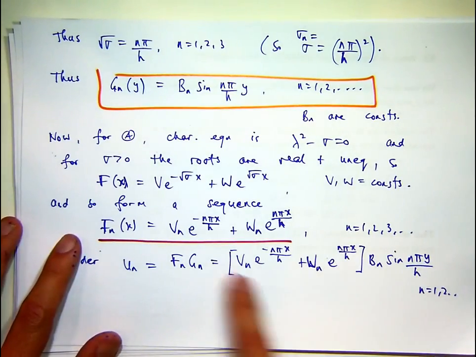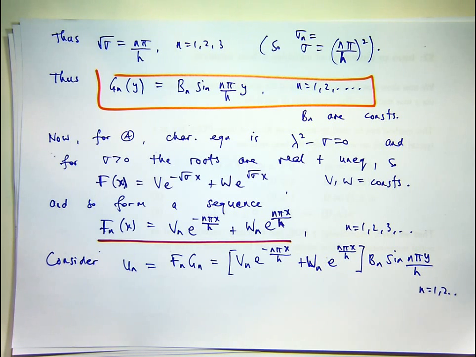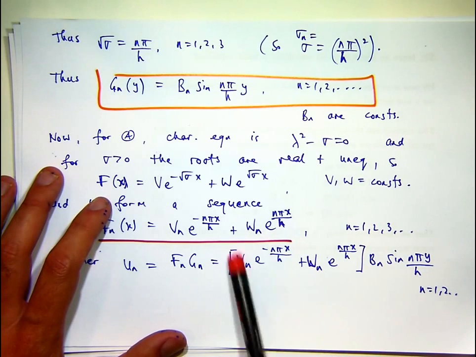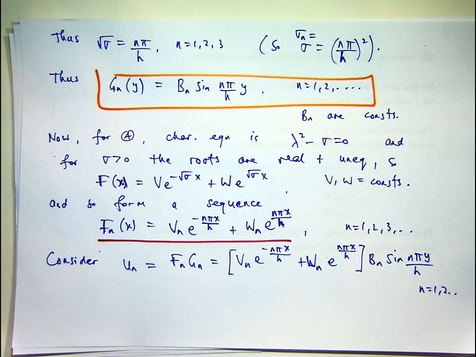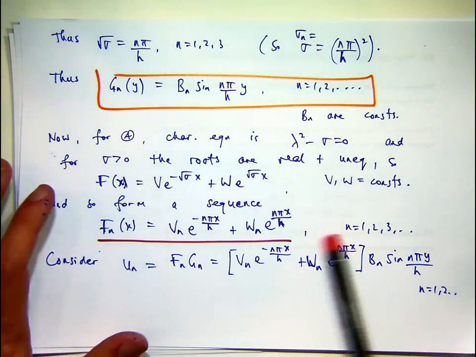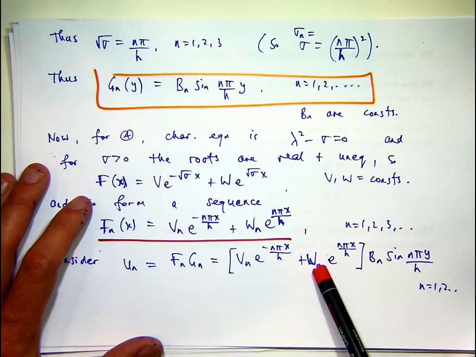Okay, so let's look at this product for a second. If I let y be any value between 0 and h, some bounded value, how can this product go to 0 as x goes to positive infinity? Well, as x goes to positive infinity, this is going to go to 0, right? Because the exponential to a negative is going to go to 0 as x approaches positive infinity, right? But this term, the only way this term can go to 0 is if all these coefficients are 0.